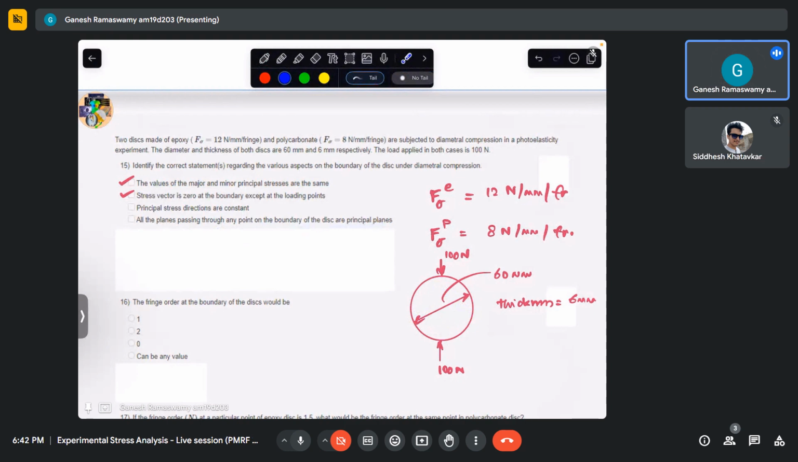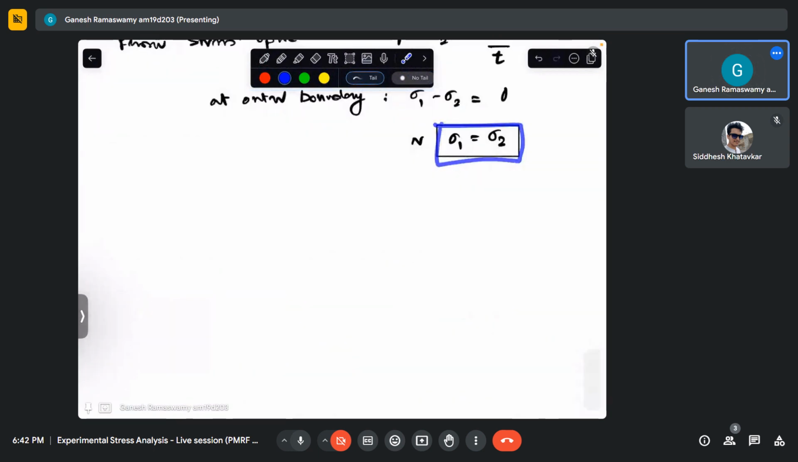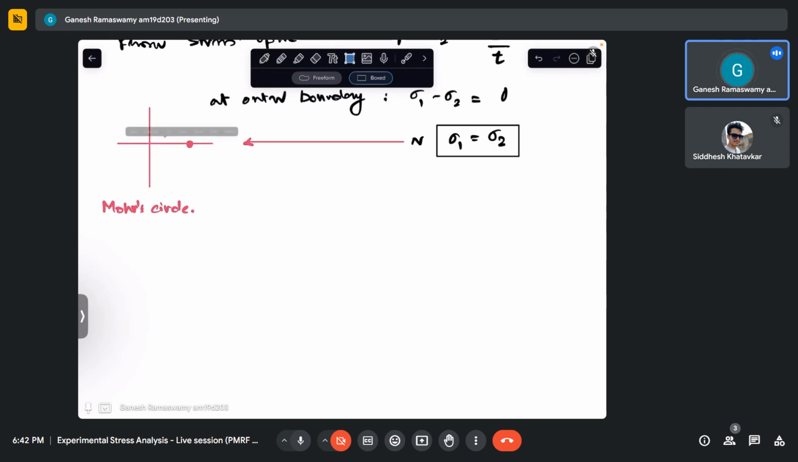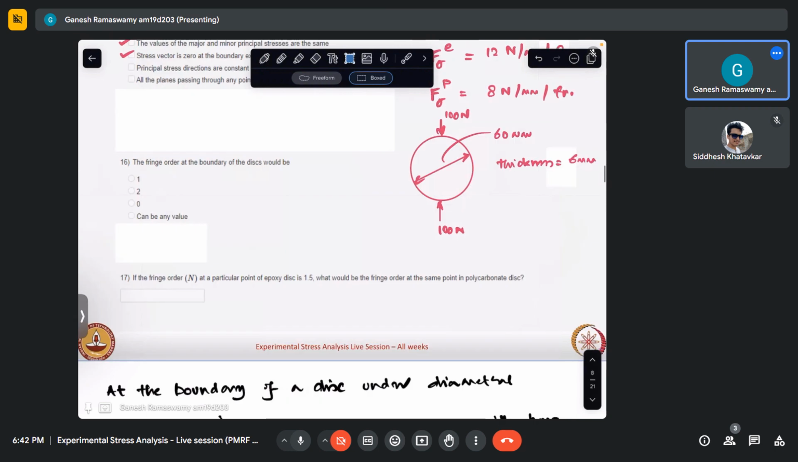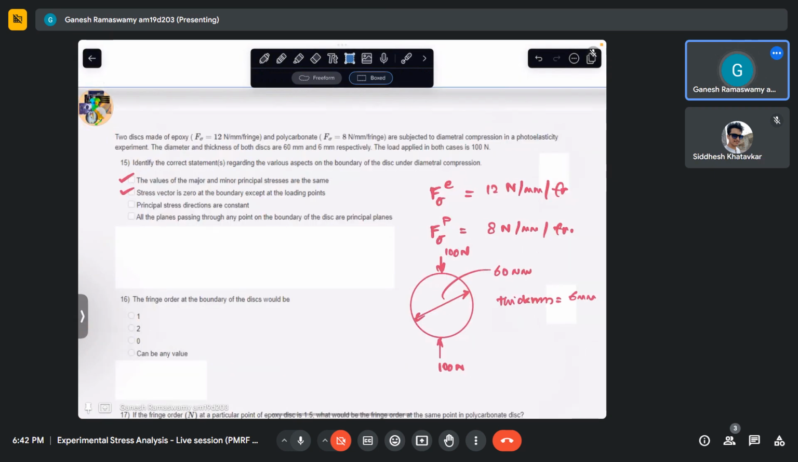Now, why is this? If sigma 1 is equal to sigma 2, so essentially this implies, if I draw the Mohr circle for this, the radius of the Mohr circle is sigma 1 minus sigma 2 by 2. So from this, I can follow that the radius is 0, and essentially this would just be a point on the Mohr plane, which means this is something like a hydrostatic tension or hydrostatic compression, which is why all the planes passing through this are principal planes. So I hope that is clear.